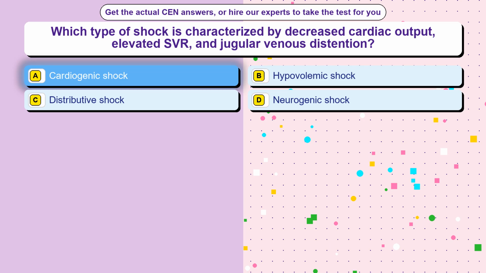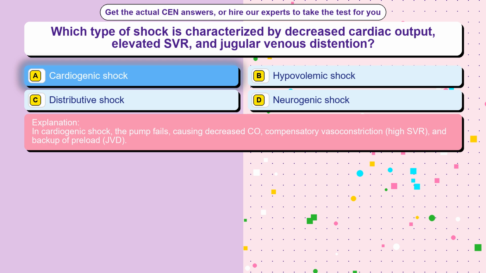The correct answer is option A, cardiogenic shock. In cardiogenic shock, the pump fails, causing decreased CO, compensatory vasoconstriction, high SVR, and backup of preload, JVD.